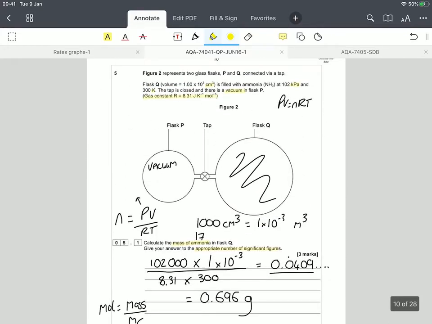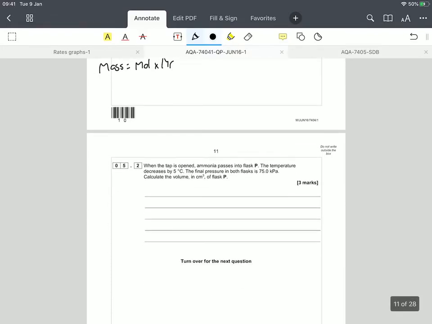What we wrote about this being a vacuum in the second part of the question is no longer true. What they're basically saying is that they open this tap and some of the gas equilibrates. It balances out and moves into the container that was previously empty. The temperature decreases by 5 degrees C. That's interesting, we'll talk about that in a minute.